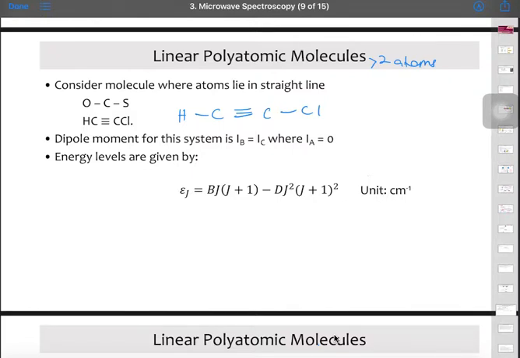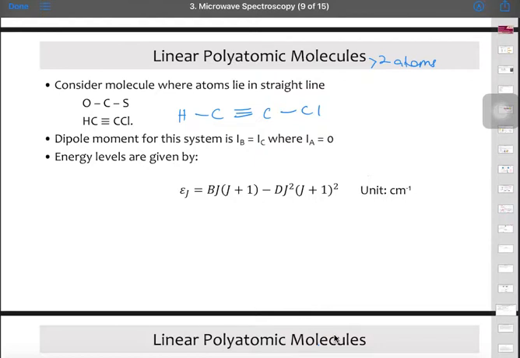So now we are focusing on linear polyatomic molecules that consist of more than two atoms, for example OCS and HC triple bond CCl, where the atoms lie in a straight line.